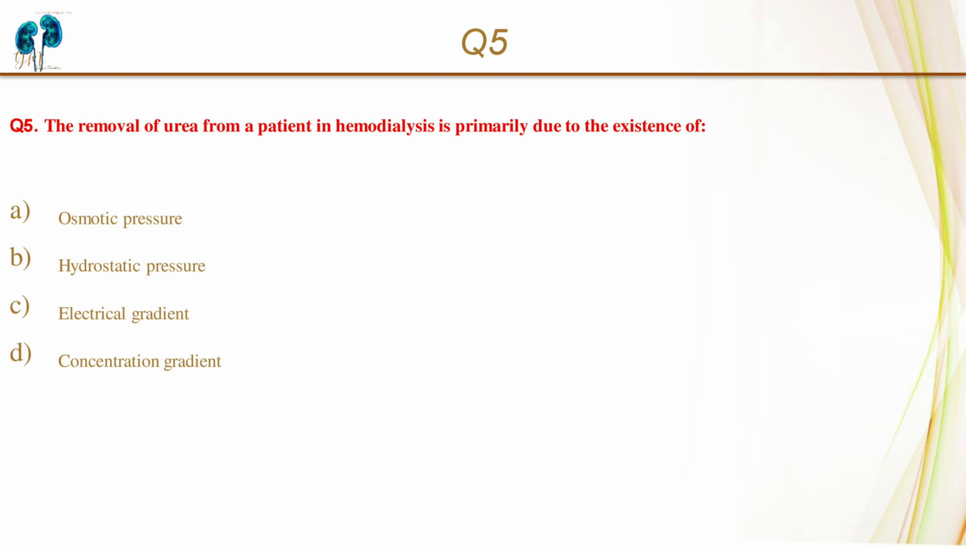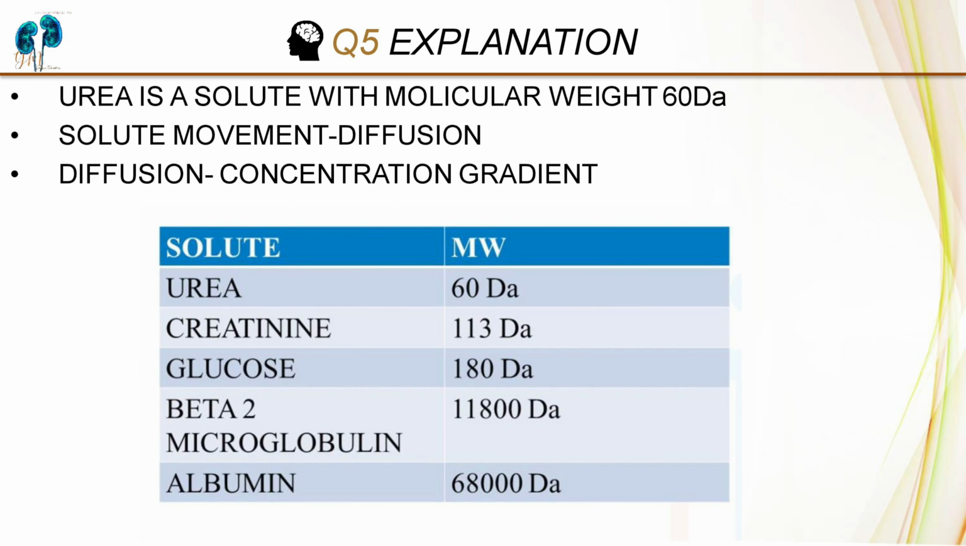So the fifth question is, the removal of urea from a patient in hemodialysis is primarily due to the existence of: option A, osmotic pressure; option B, hydrostatic pressure; option C, electrical gradient; and option D, concentration gradient. So here is the explanation for the fifth question. Urea is a solute with a molecular weight of 60 Dalton. So solute movement is diffusion, and diffusion will occur based on the concentration gradient.